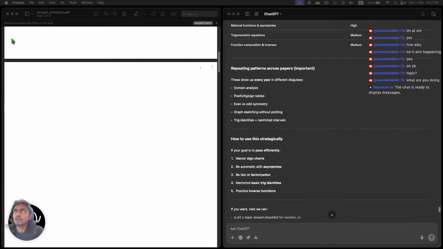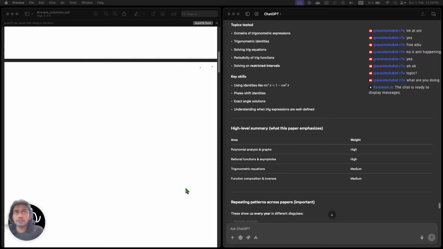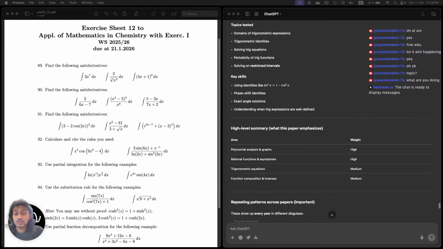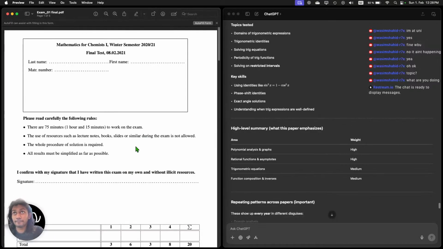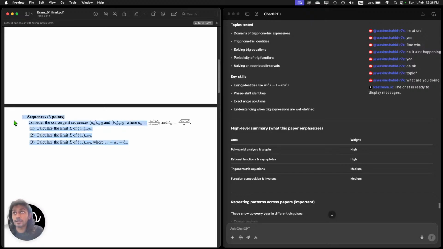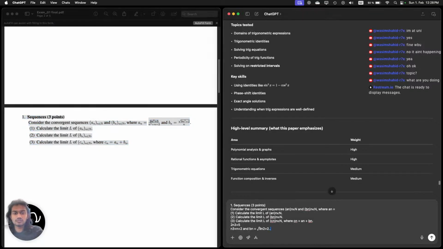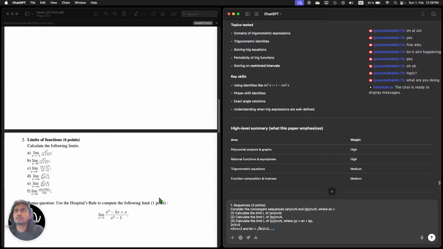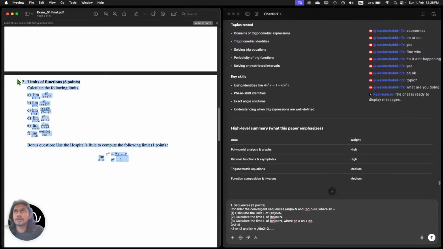Function composition, inverse. So these four are coming up 2 times right now. Let's just say we got more probability on those four. Now again, sequences, that's different. Limit x tends to 1, limit the function.